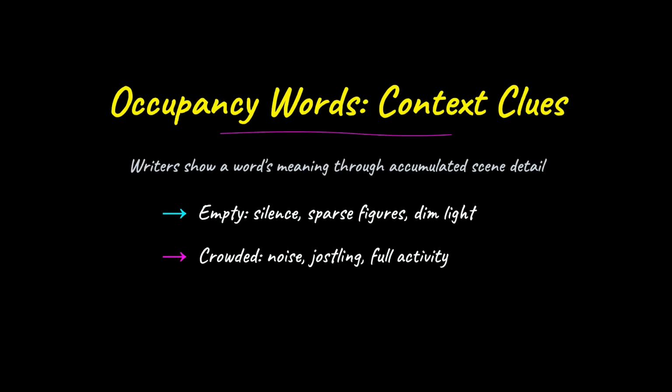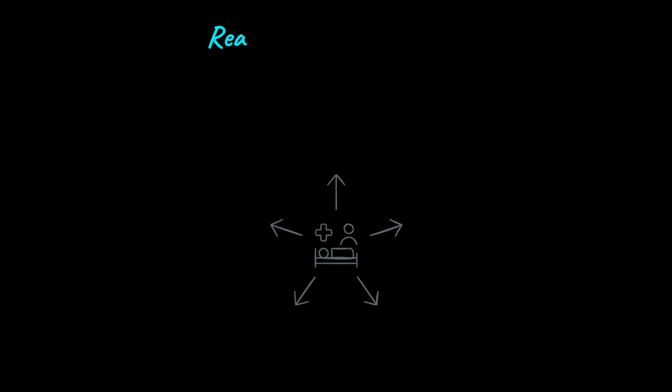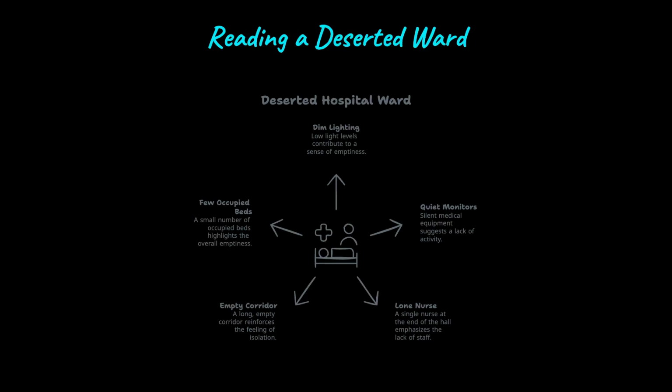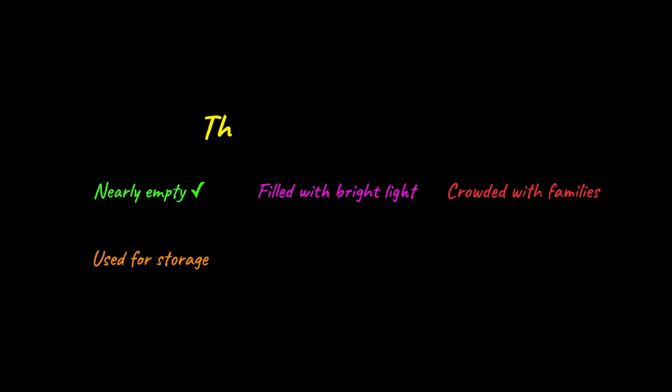A word like deserted will sit beside quieted machinery, dim lighting, and a single solitary figure. A word for crowding will sit beside noise and bustling activity. Think of a hospital ward at night. Dim lights, quiet monitors, and one figure moving through an otherwise empty corridor. The writer never defines the word. Instead, every image confirms the same attribute: the place is nearly empty. Your job is to collect those images before glancing at the answers.